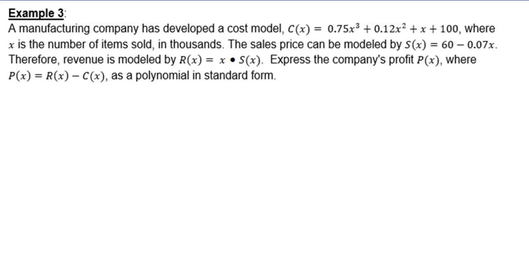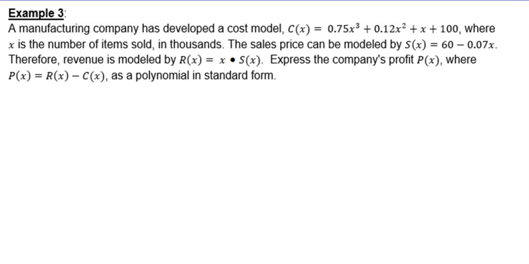The sales price can be modeled by S of x, which is 60 minus 0.07x. Therefore, the revenue is modeled by R of x, which is how many number of items you sold x times the sales price of each. And then we want to express the company's profit, P, and profit is basically your revenue minus the cost that took to make it. So revenue is the amount of money you bring in from your sales, and cost is the amount of money to make your product.